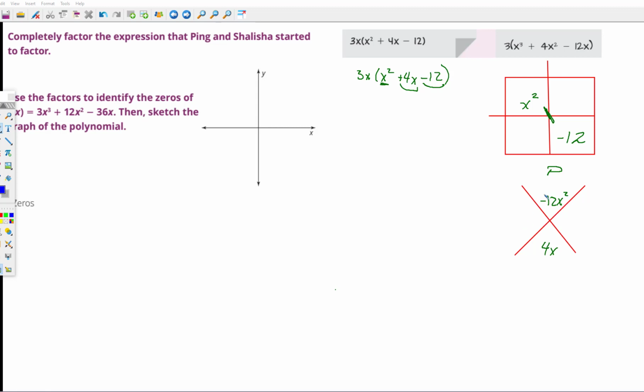So what two numbers can multiply to give us this, but add to give you 4x? So we need them different signs, right? One needs to be a positive and one needs to be a negative. They both will need to have x. 6 and negative 2, because 6 minus 2 is 4, and 6 times negative 2 is negative 12. Oops, not 4x.